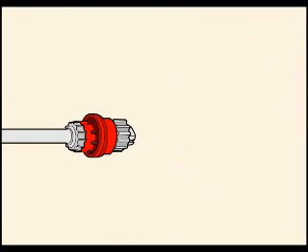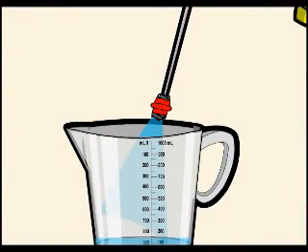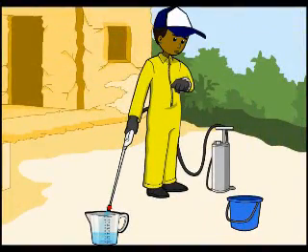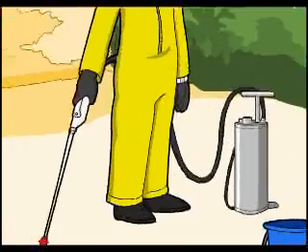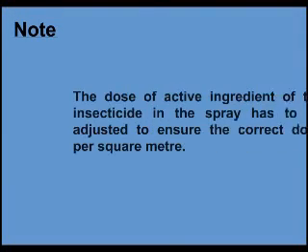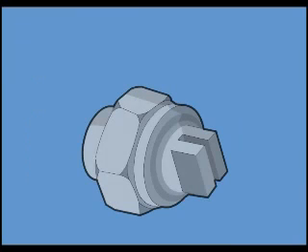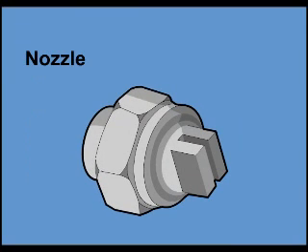Examine the sprayer visually to ensure that all parts are present, assembled correctly, and in good working order. Note, the dose of active ingredient of the insecticide in the spray has to be adjusted to ensure the correct dose per square meter. If the nozzle is clogged, the opening in the nozzle is very small and must not be damaged.